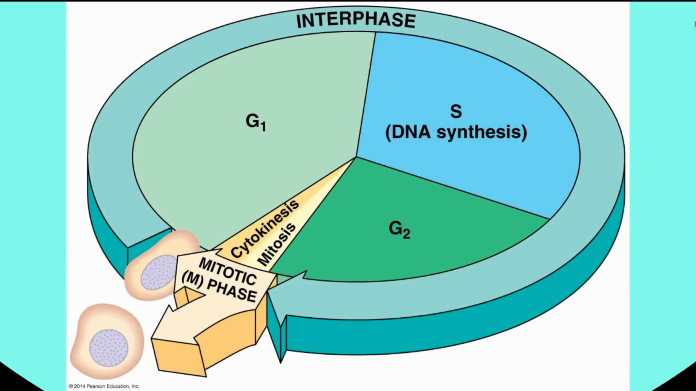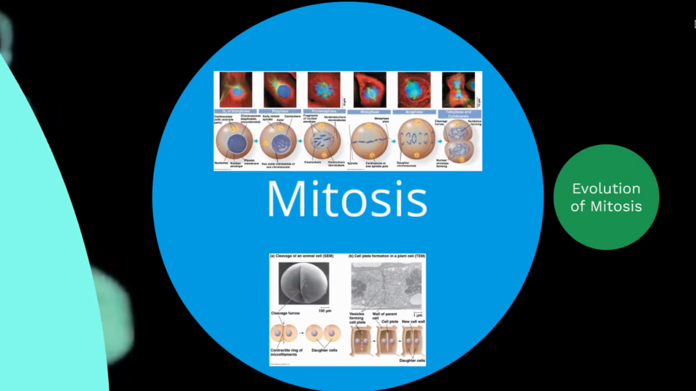G2 is a short little rest phase, making sure that everything is ready for the cell to actually divide. So the cell will check over the DNA, make sure it is all copied correctly, and then the cell will enter into mitosis, where the cell will actually go through the division process. Okay, so we're going to talk mainly about the mitotic phase here.